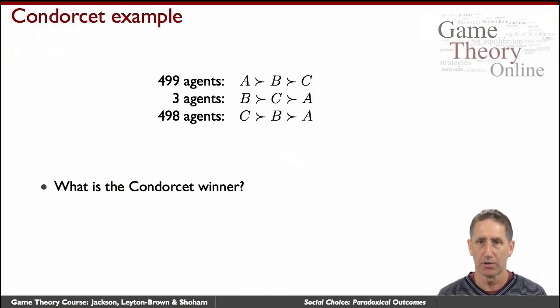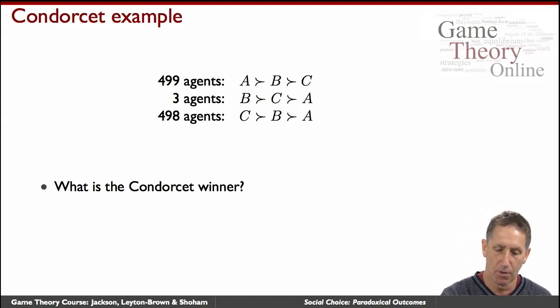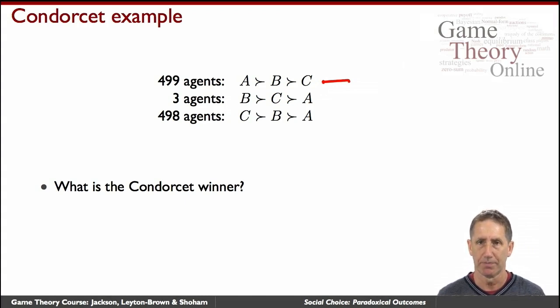Let's start with the Condorcet condition, which on the face of it is incontrovertible. And consider the following examples. Here we have 1,000 agents, and here are their preferences. So for example, 499 of them prefer A to B to C, and so on for the others. First question: not every voting situation has a Condorcet winner. Does this one have one? It's a good time for you to pause the video and think about it.